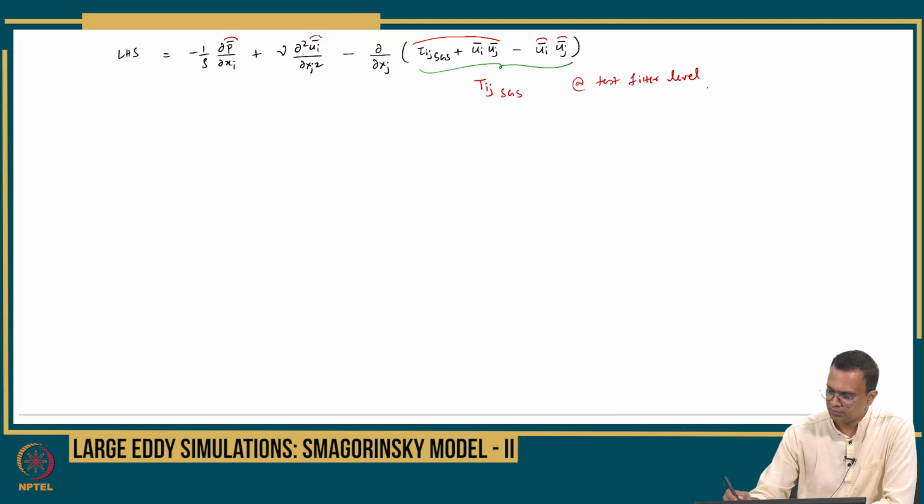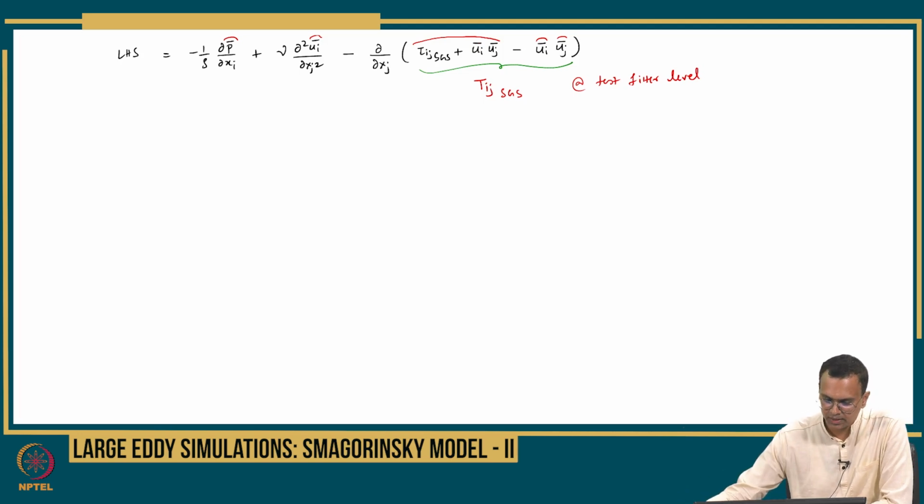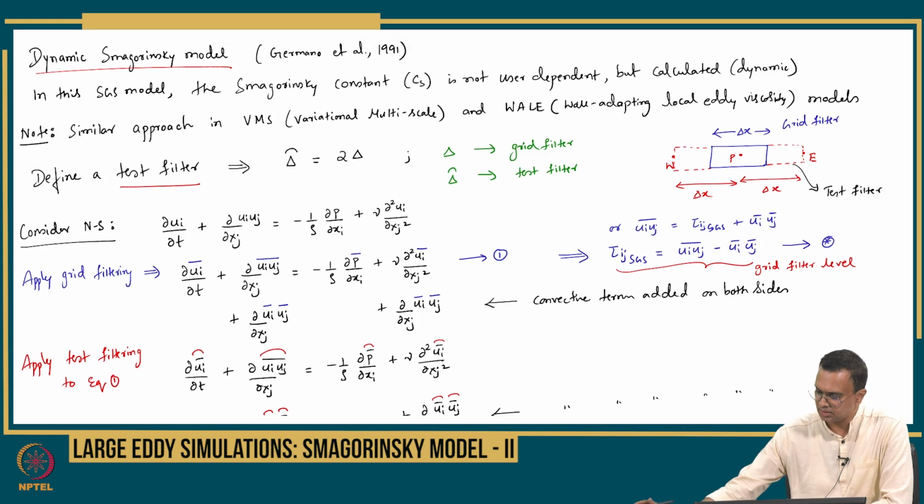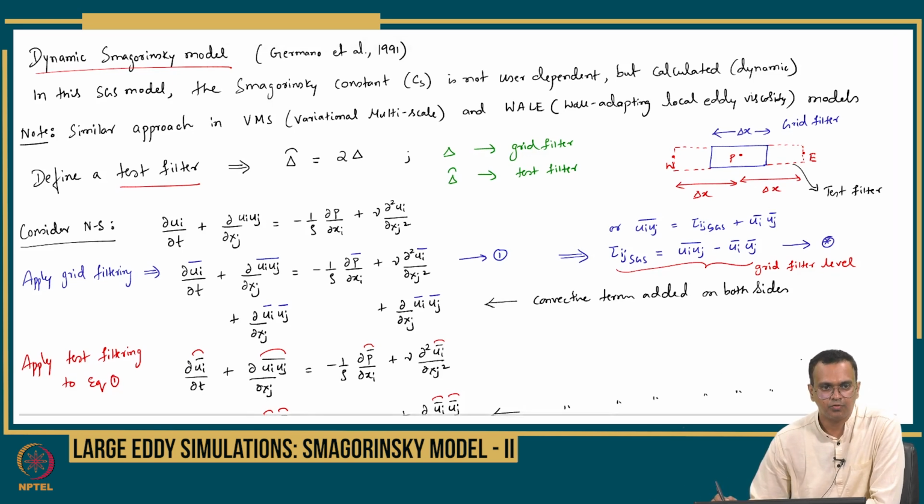So this at the test filter level, that means, if I go back here and look at tau ij SGS, for all length scales less than delta, only this tau ij SGS is applicable, right? Up to delta you are resolving all the turbulent scales. Scales, turbulent fluctuations smaller than delta are not being resolved, and that is modeled. So this tau ij SGS accounts for all the subgrid scale stresses for L less than delta, correct?